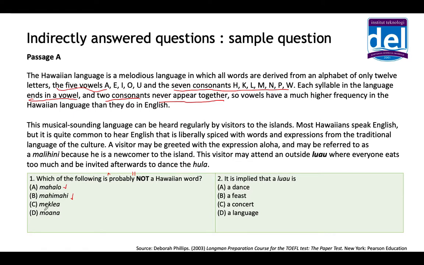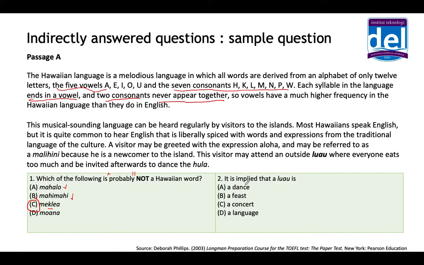What about option C, meklea? It ends in a vowel, yes, that's true. And the next characteristic is that 2 consonants never appear together. But here we find that 2 consonants appear together, and they are K and L. It means we can now identify that the correct answer for number 1 is C, because this does not fulfill the requirement to be a Hawaiian word.